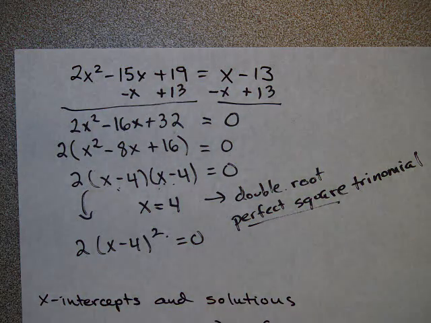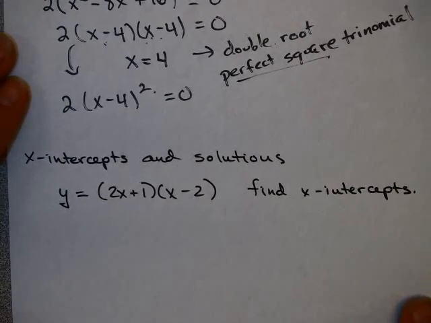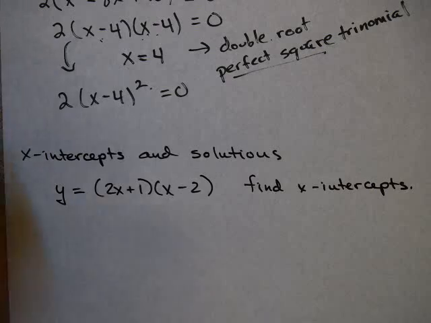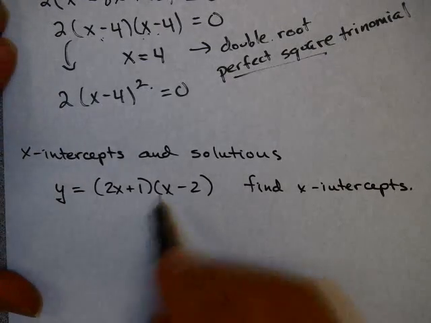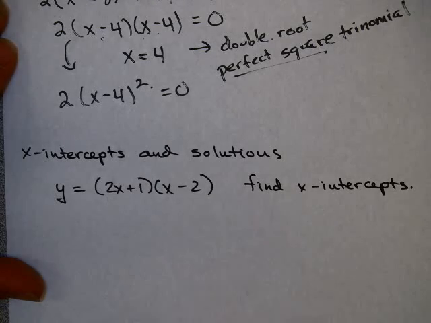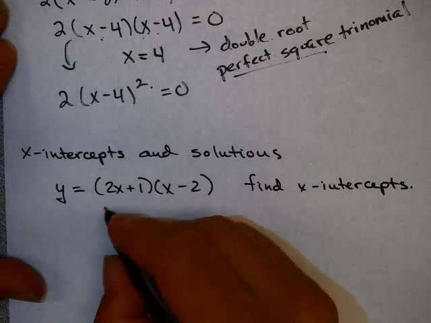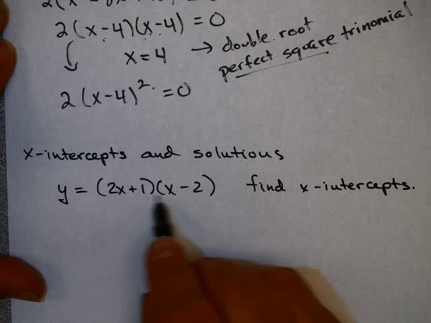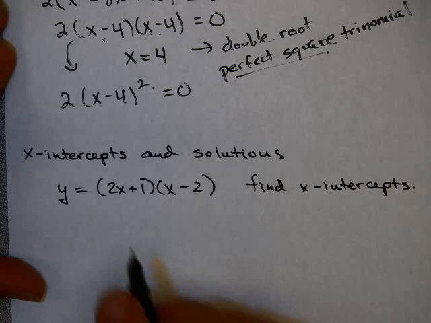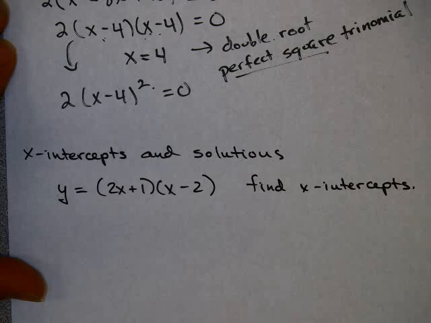Now, what is the relationship between an x-intercept and solutions of a quadratic equation? Well, here is a quadratic equation written in factored form. If I multiplied this all out, I would get 2x squared minus 3x minus 2, which will look like a quadratic equation.